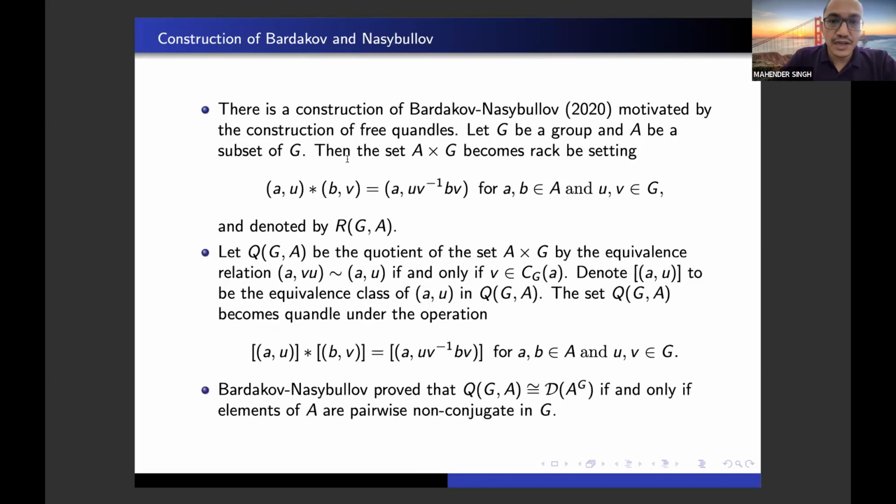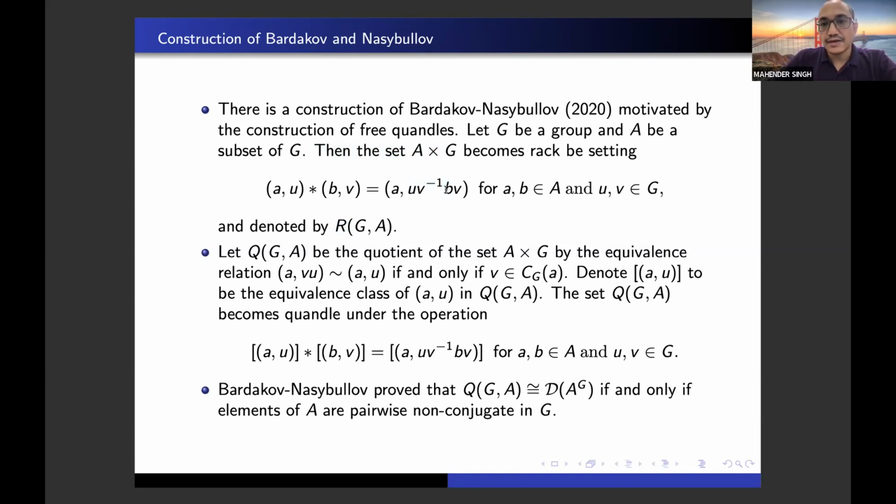So let me remark here a similar construction of Valeriy Bardakov and Timur Nasybullov in 2020. Motivated by the construction of free quandles of groups, they gave a slightly more general construction. So let us see that. Take a group G and a subset A of the group. On this Cartesian product A × G, we define this binary operation: (a,u) * (b,v) is (a, u^{-1} v^{-1} b v u), conjugating b by v and then multiplying on the right by u. Let us denote this by Q. One can check it's a quandle.